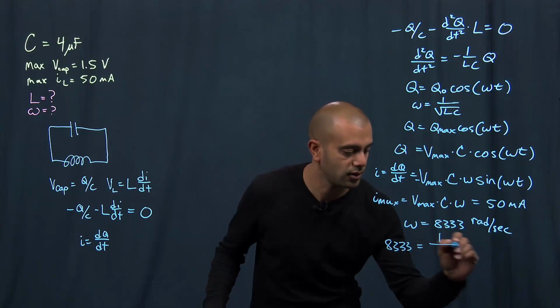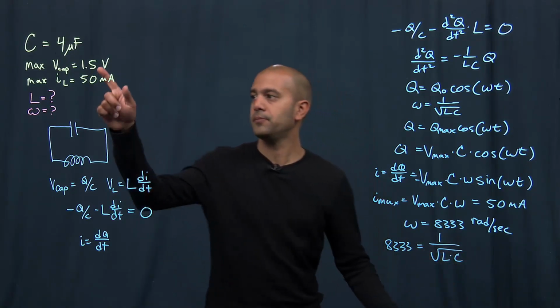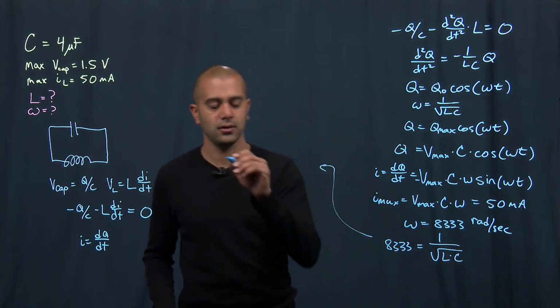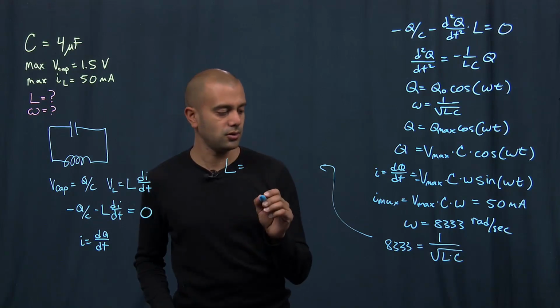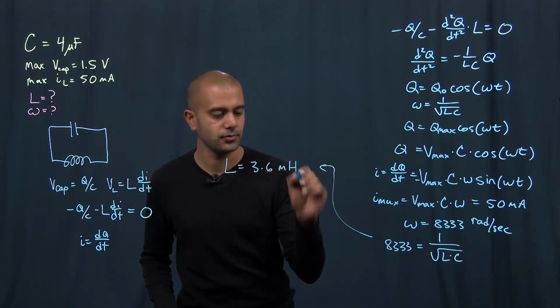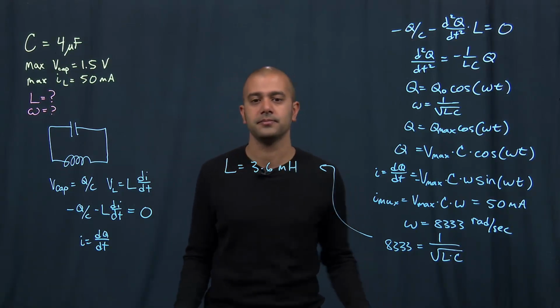8,333 must equal 1 over the square root of L times the capacitance, which is given right there. So if you solve that for L, you're going to get that the inductance must equal 3.6 millihenries. And so that's the answer to the problem. Short and sweet. Let's take a look at the summary.